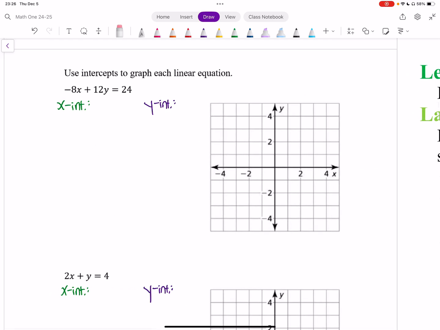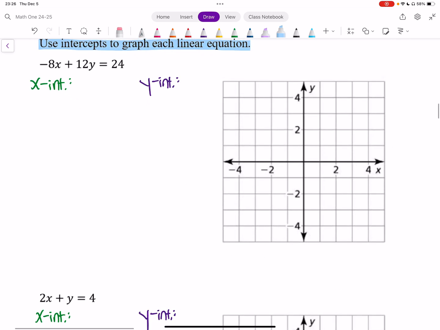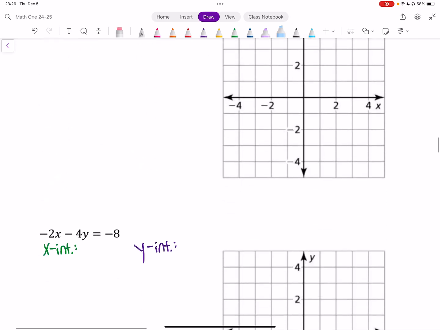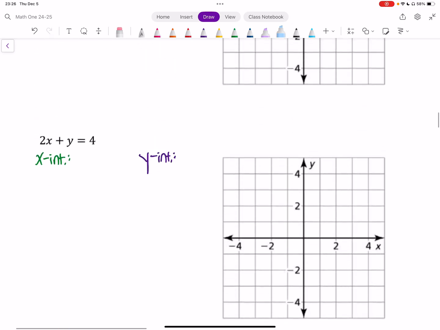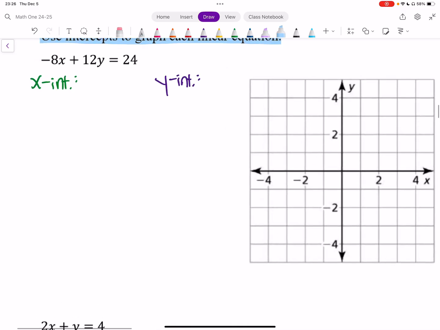Looking at the directions in the notes, it says to use intercepts to graph each linear equation. Beneath each equation, you will note that I have specified where I'm going to use space to solve for the x-intercept and where I'm going to use space to solve for the y-intercept. Instead of writing out the word intercept all the way, it is perfectly acceptable to use int with a period as an abbreviation.